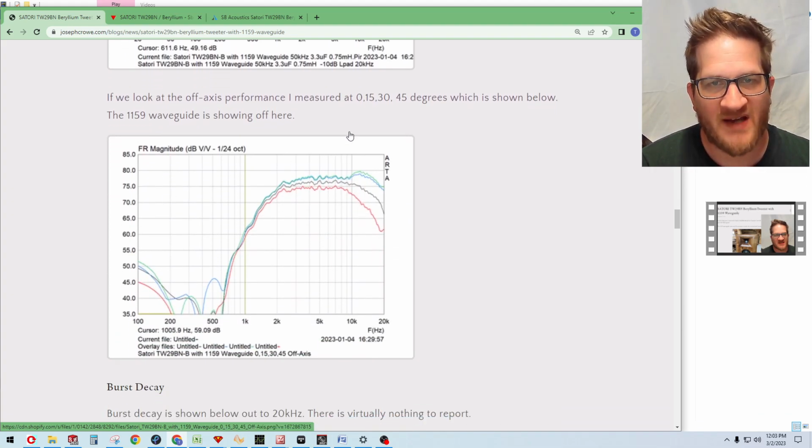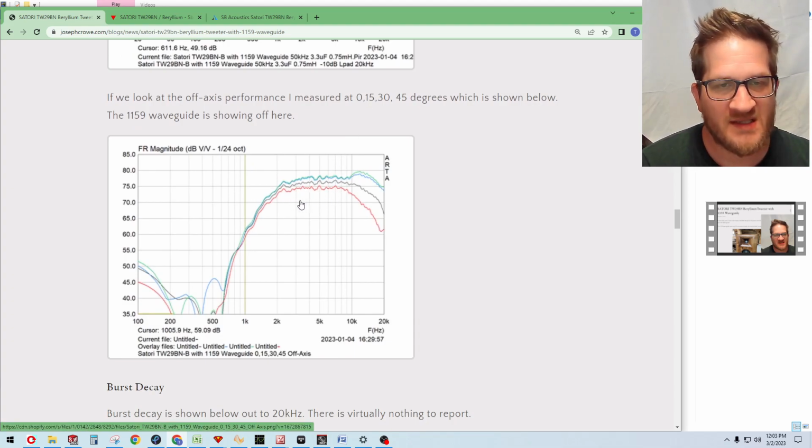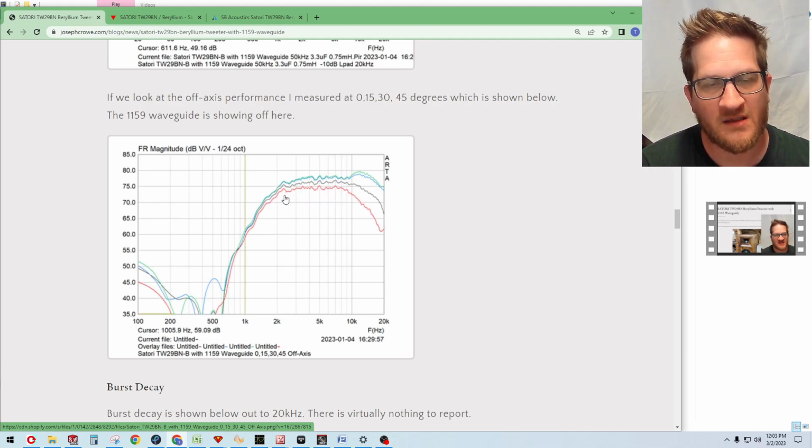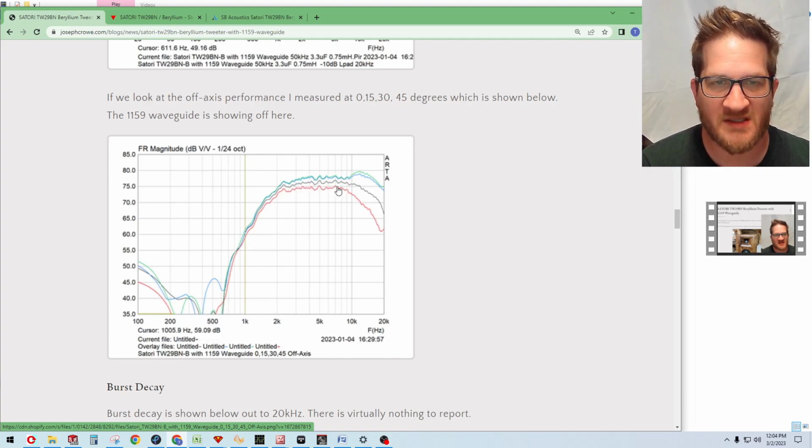So measuring off axis at 15, 30, and 45 is shown here. And so you can see the effect of the waveguide providing a consistent constant directivity coverage, and it's also devoid of any reflections or diffraction off the baffle, which would show up as anomalies in these various off-axis responses.